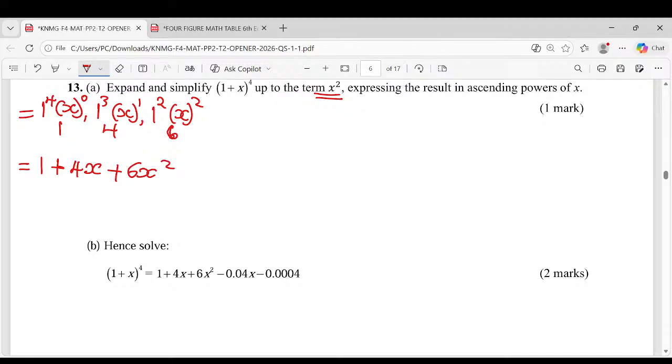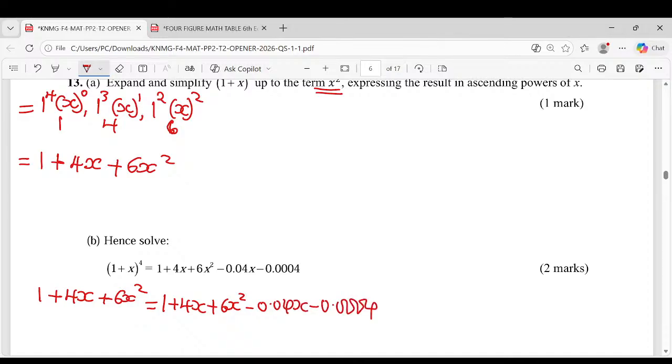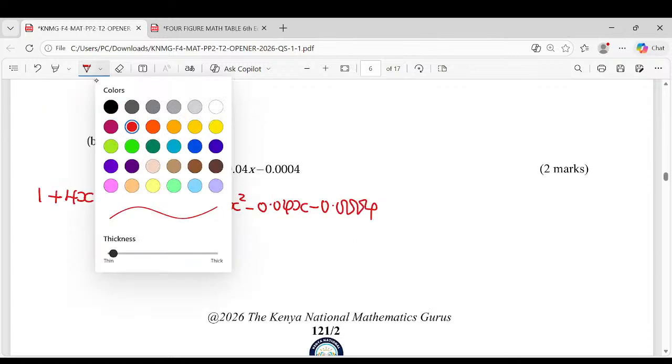When you talk about the question, remember 1 plus x to the power of 4, we've expanded it and gotten it as 1 plus 4x plus 6x squared. Now this is equivalent to 1 plus 4x plus 6x squared minus 0.04x minus 0.0004. That would mean, let me show you how it's going to happen.